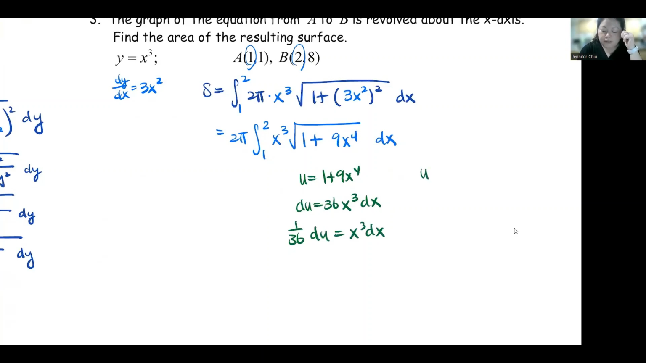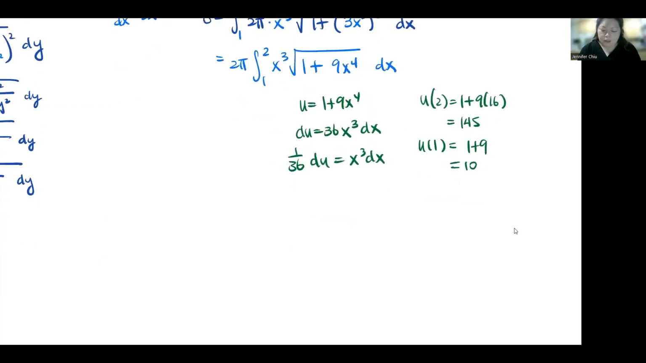I'm also going to change my interval. So u of 2 is 1 plus 9 times 2^4, 16, so 145. u of 1 is 1 plus 9, which gives me 10. Okay, so now my integral becomes, my interval becomes 10 to 145, square root of 1 + 9x^4, so that's u^(1/2). And then my x^3 dx gets replaced by 1/36 du. Okay, looking a little bit better.